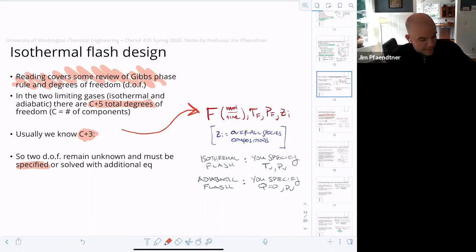So in the isothermal flash case, you're always going to be specifying the temperature and pressure of the vapor. These systems are in thermal and mechanical equilibrium, so that will always wind up being the temperature and pressure of the liquid as well. And in the case of adiabatic flash, you specify that there's no heat exchange at all, and you're typically going to specify the pressure. And then the temperature will be worked out as part of the solution.